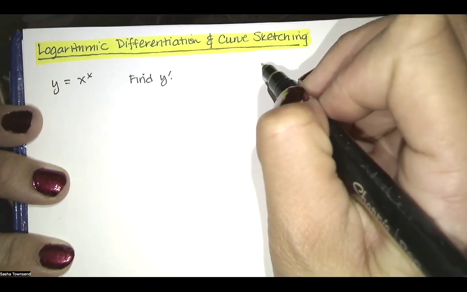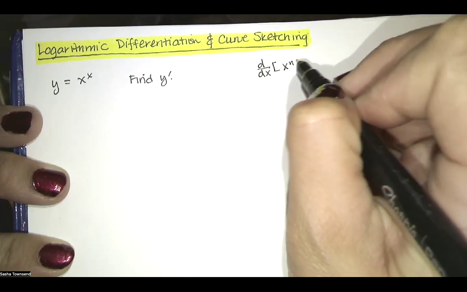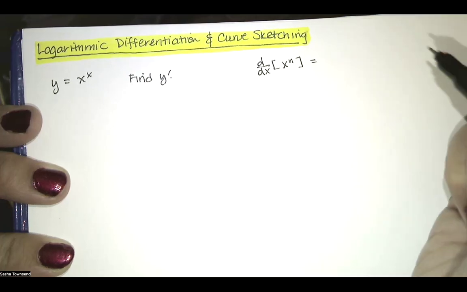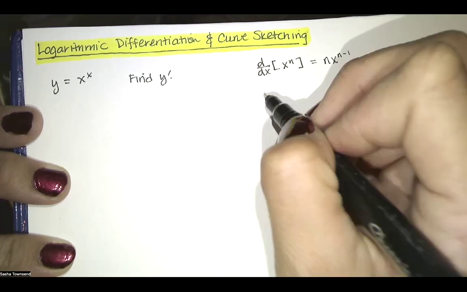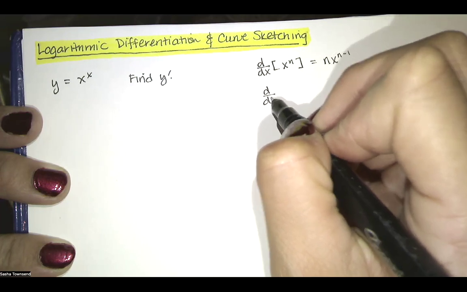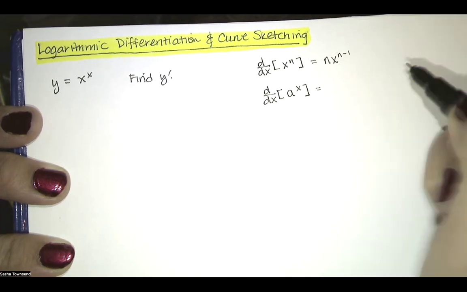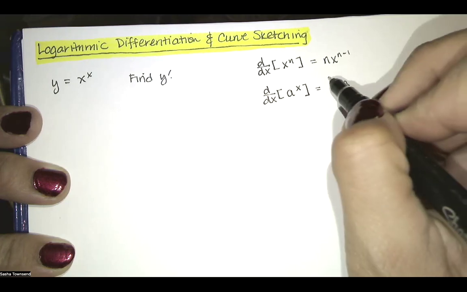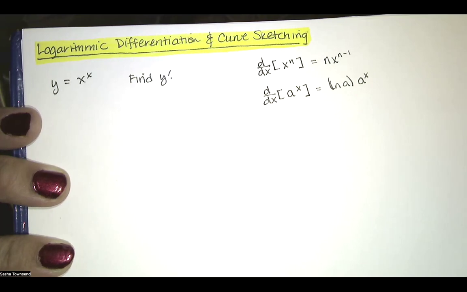Here are the two rules that we're familiar with. We know that the derivative with respect to x of x to the n, where n is just some real number, is n times x to the n minus 1. And if we take the derivative with respect to x of some constant raised to the x power, that's the natural log of that constant, or the base, times the original exponential function.